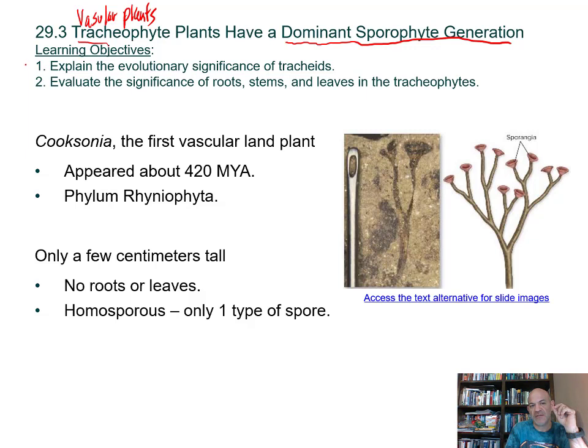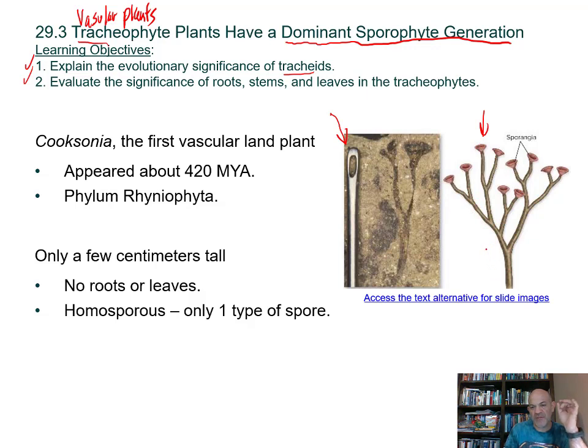And so your learning objectives or your learning outcomes for this one are to explain the evolutionary significance of tracheids, which allow for efficient water conduction up the plant, and then evaluate the significance of roots, stems, and leaves in the Tracheophytes. Why are those structures important in their evolution? Now, what you're looking at here, and they show like a sewing needle next to a fossil, and here's what the fossil looks like. You can see this branching stem-like structure here.